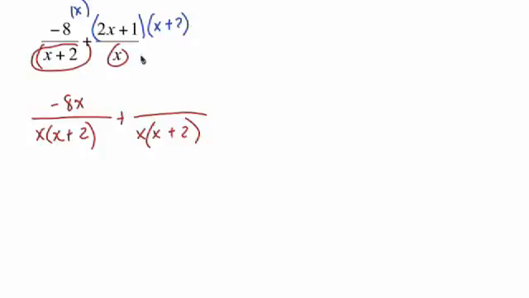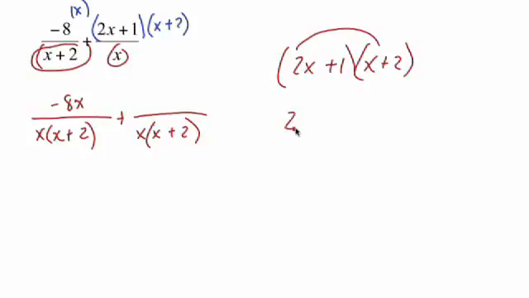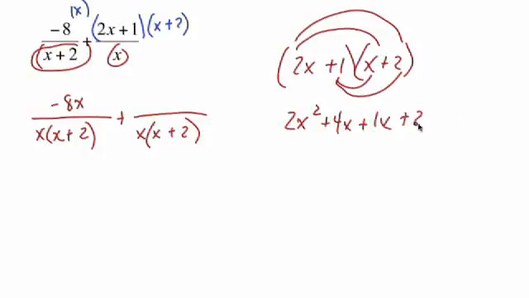Over here, when you FOIL, and I'll do this over here on the side just so you see it all worked out, there's your 2x squared plus 4x plus 1x plus 2, which gives us 2x squared plus 5x plus 2. That is what I'm going to write over here.